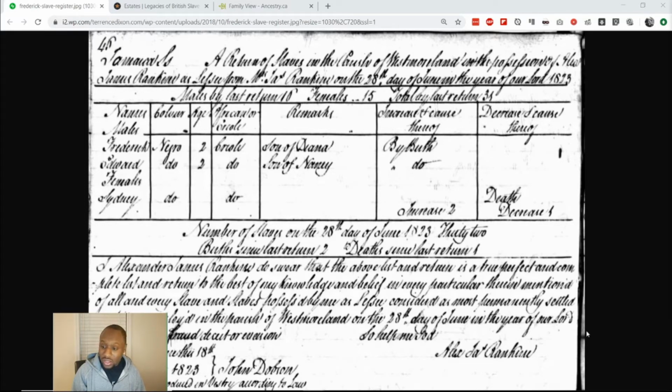And in the bottom section, it says, I, Alexander James Rankin, do swear that the above list and return is a true, perfect, and complete list of return, and to the best of my knowledge and belief, in every particular therein mentioned, of all and every slave possessed by me as lessee, considered as most permanently settled, worked or employed in the parish of Westmoreland on the 28th day of June in the year of our Lord, 1823, without fraud, deceit, or evasion, so help me God. And that's signed Alex J. Rankin.